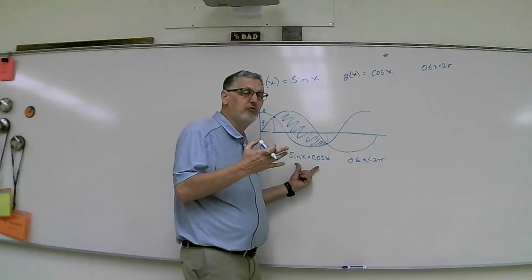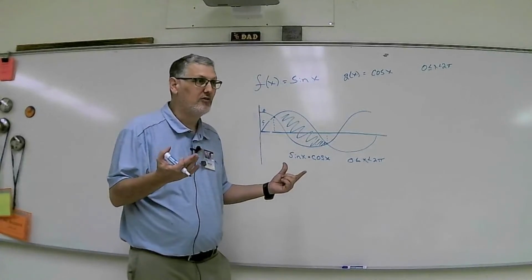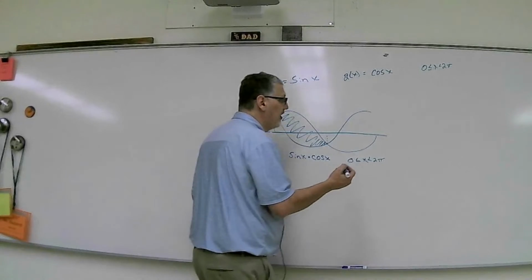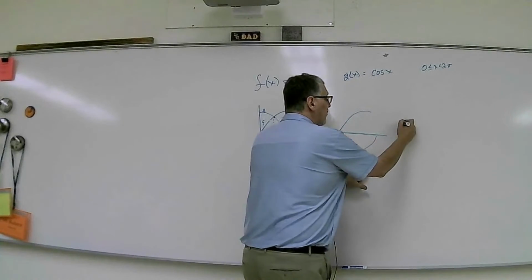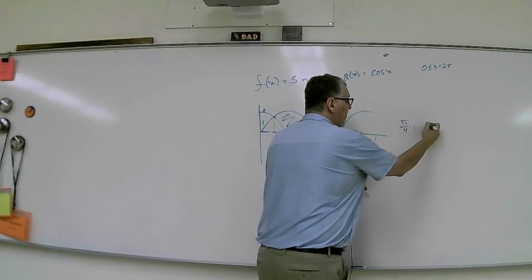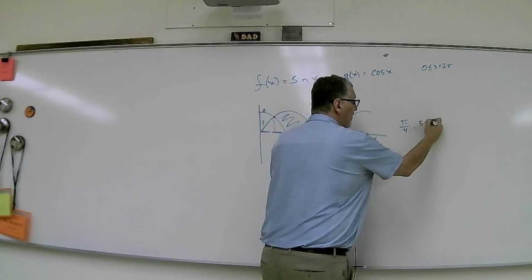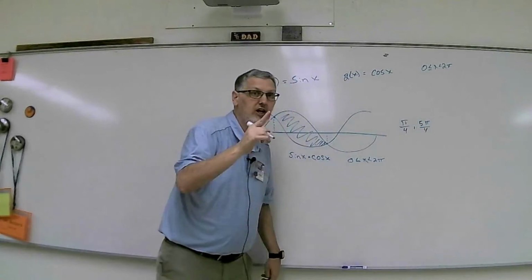And then when do they equal? They're the same thing. At what two angles? 45 degrees, but in radians. So pi over 4 and 5 pi over 4. Bam, there's your bounds, if you're thinking that way.